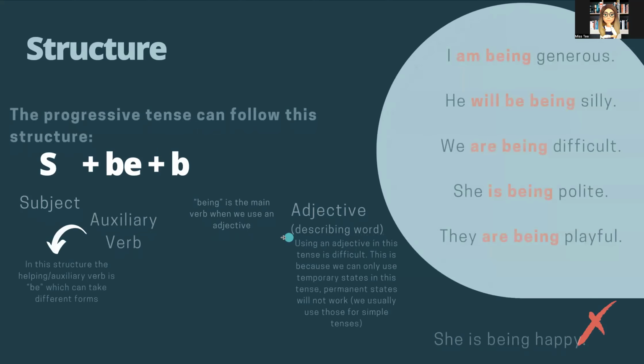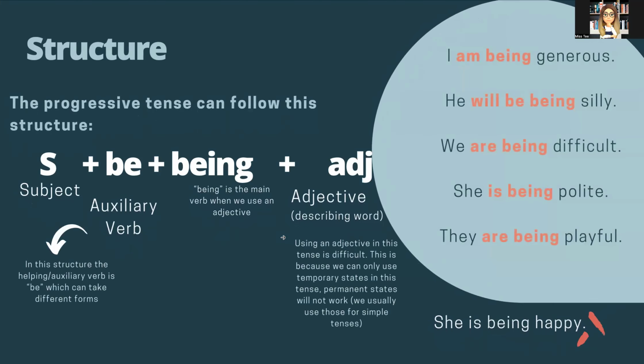So here's another structure that we use. This one's a little bit tricky. The progressive tense can follow this structure. It's subject plus the auxiliary verb plus being plus the adjective. When we use an adjective at the end, then we always have to use the word being. And even though you're using being with ing, that doesn't mean that you have to forget to use this form of be because this is still our auxiliary and now this is our main verb. So even though it might sound weird to say be being, it's actually fully correct.